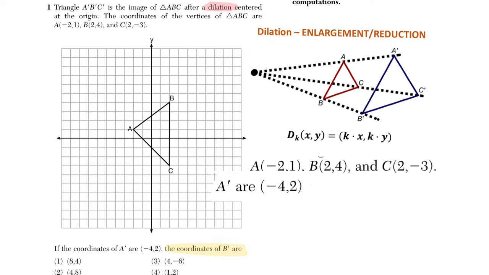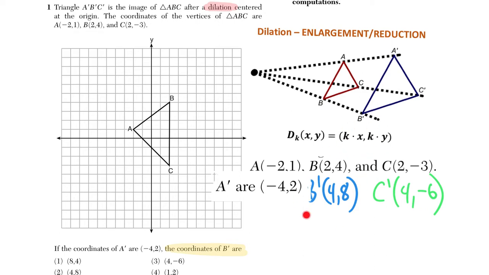Well, I remember that a dilation is when a shape either increases or decreases in size proportionally from a specified point. In this case, it's the origin. So what can we do? If A prime is negative 4 comma 2, then the scale factor is 2, meaning it's doubling in size, because A is negative 2 comma 1 and A prime is negative 4 comma 2. That means B prime has got to be 4 comma 8 and C prime has got to be 4 comma negative 6, because again we're doubling the x and y coordinates by 2.